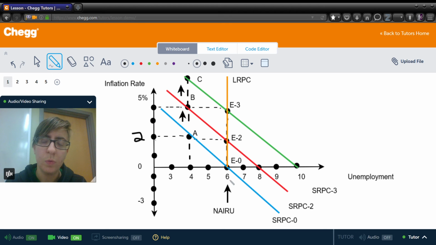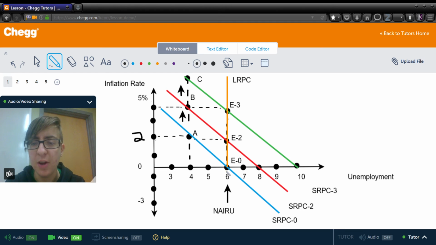So that was our increase there. And then we increased by 2 again from SRPC2 to SRPC3. So at 6% unemployment for our first short run Phillips curve, we have 0.